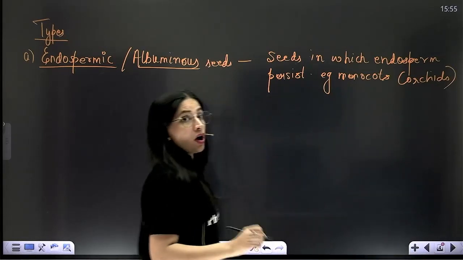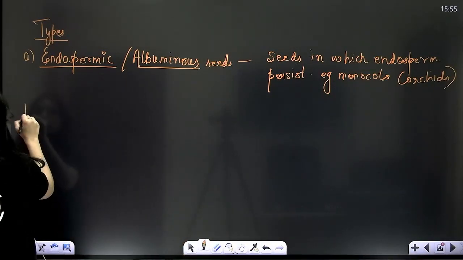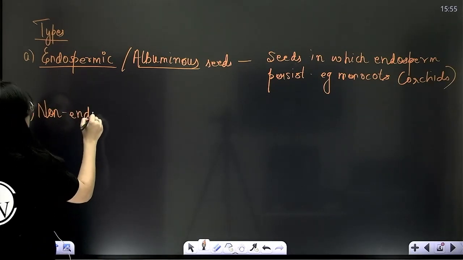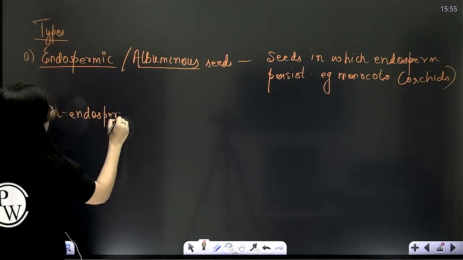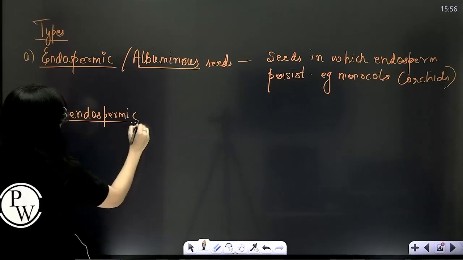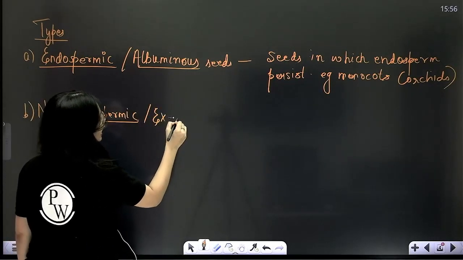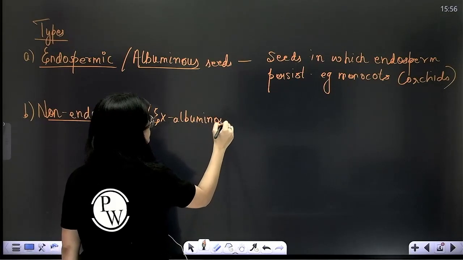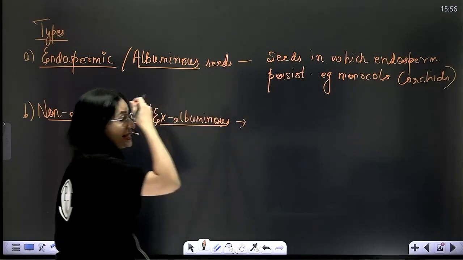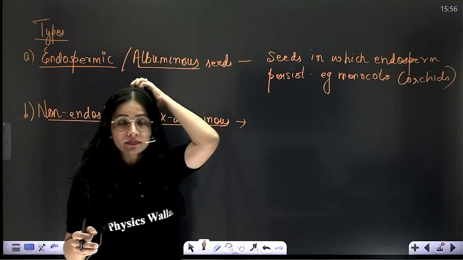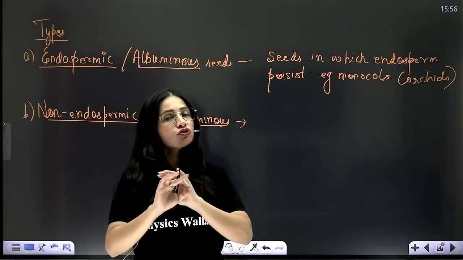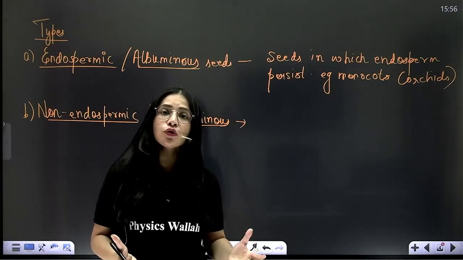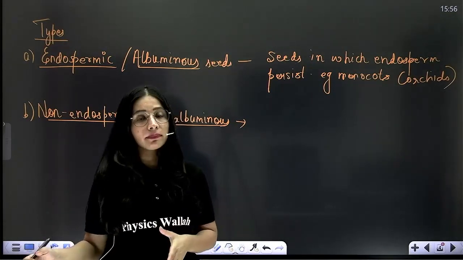Right? Opposite to them are non-endospermic seeds, also called ex-albuminous seeds. Now, these are the seeds of dicots where endosperm is not there in the seed because it is already consumed by the zygote for forming the embryo.